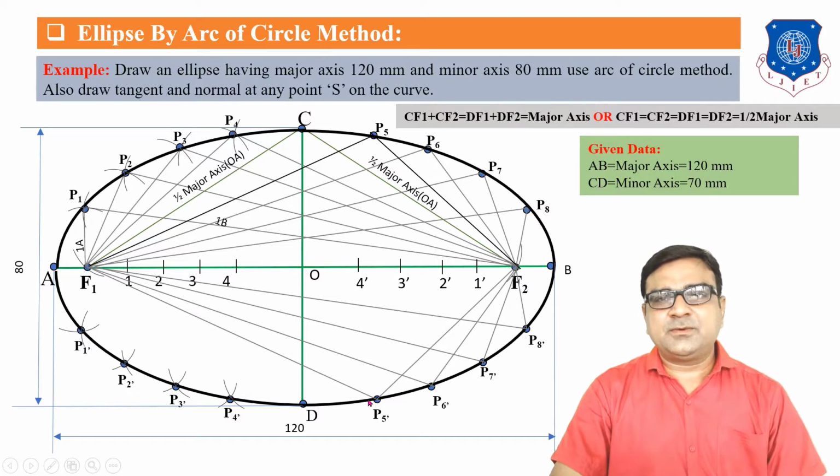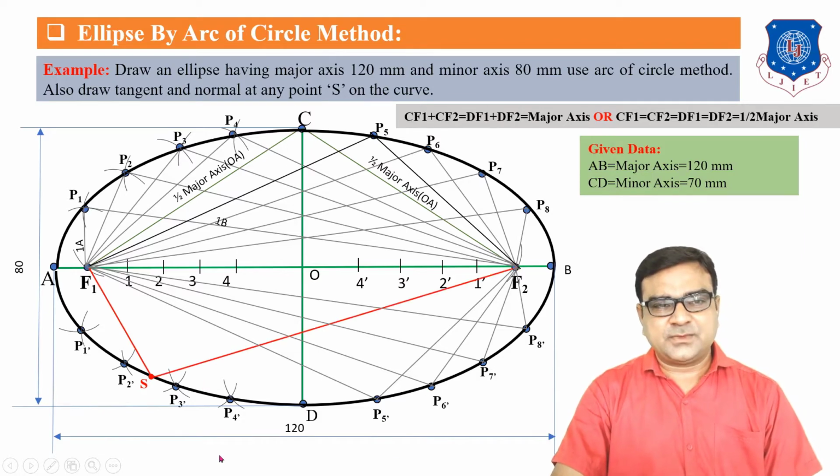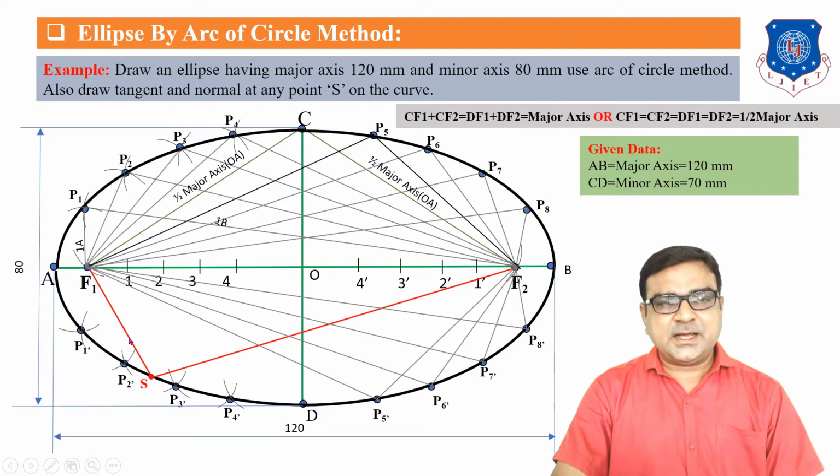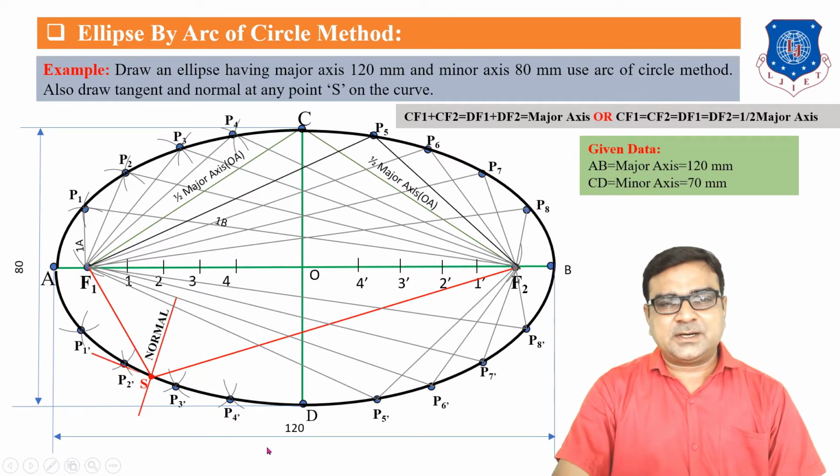Now in this method, if you want to draw the normal and tangent at any point S on the curve, then select point S on the curve and join S to the two focus points, SF1 and SF2. Now there is an angle between SF1 and SF2. Now we have to bisect this angle, okay, and draw the perpendicular to that line. Actually this bisector line is known as the normal, and the perpendicular to the normal is the tangent.